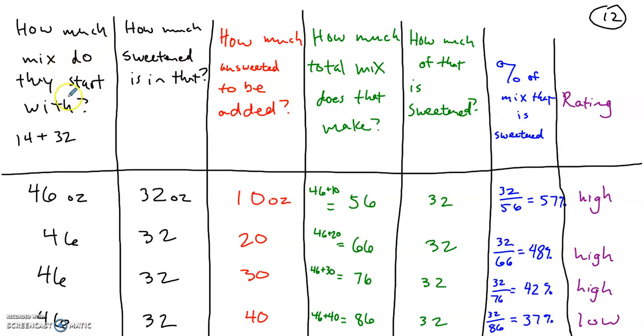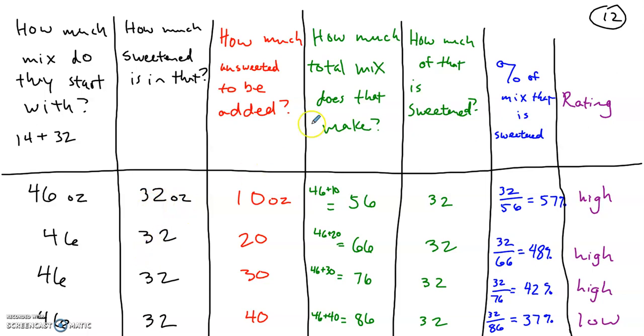But take a look at what I've got here. How much did they start with? Well, 14 plus 32 is 46. How much sweetened is in that? It said 32 ounces of it were sweetened. So how much unsweetened should be added? I just guessed 10. And all of that is unsweetened. So I'm not adding any sweetened cereal. So I don't need another question about how much sweetened there is now because I didn't change it.